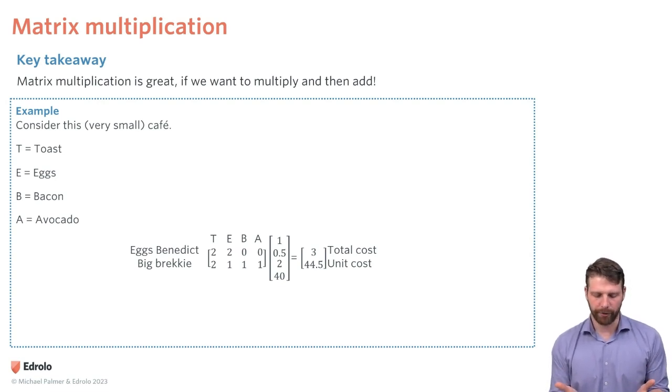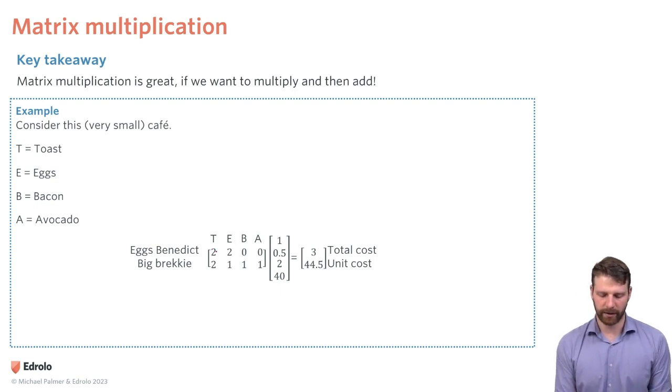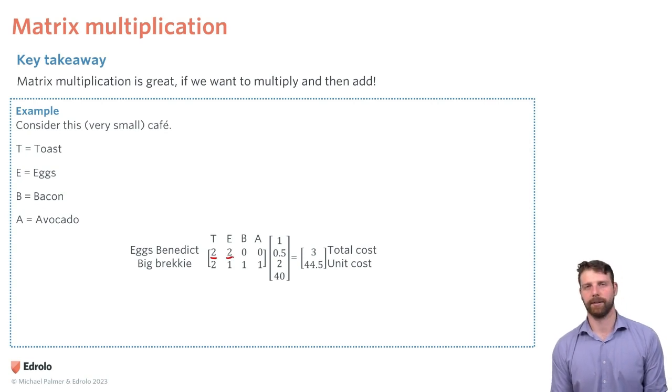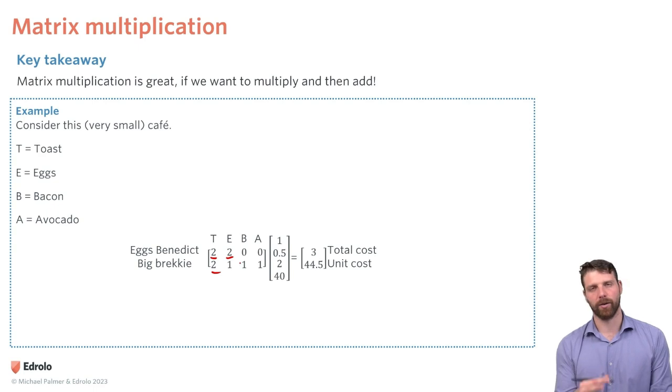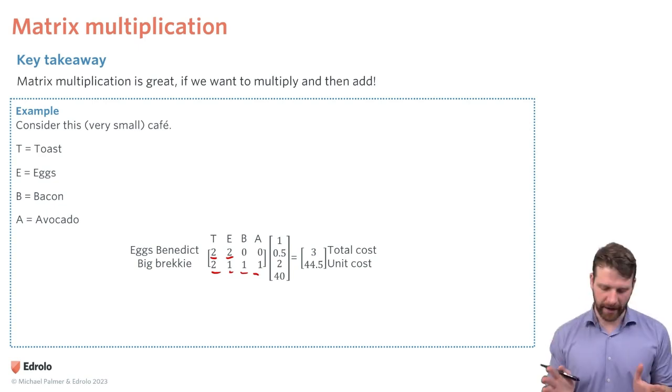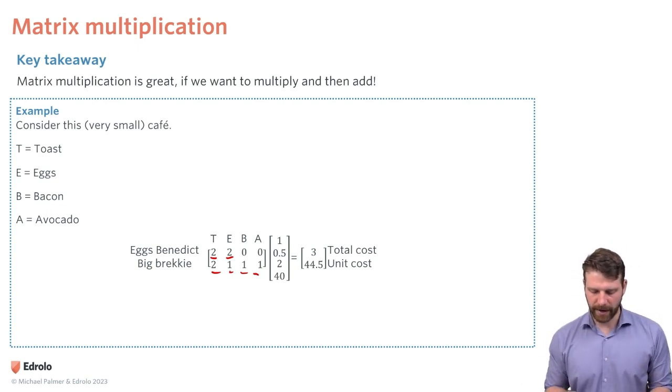So I've got a fake cafe here that serves 2 items. It serves Eggs Benedict and Big Brekkie. In the Eggs Benedict, it looks like you get 2 pieces of toast and 2 eggs, okay? And in the Big Brekkie, it looks like you get 2 pieces of toast and 1 of each other item. You get 1 egg, 1 serve of bacon, and some avocado.